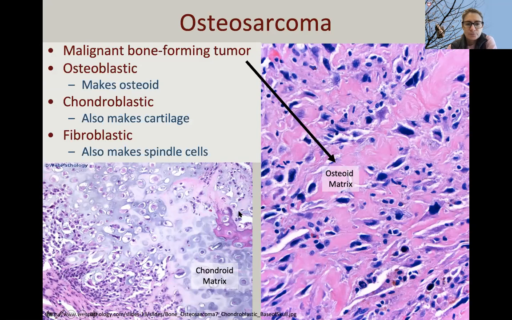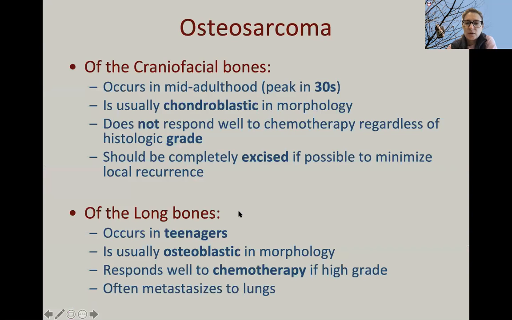Interestingly, most osteosarcomas of the craniofacial bones are clinically different from the osteosarcomas of the long bones. So in the craniofacial bones, they tend to occur in mid-adulthood, so peak sort of 30s, usually are chondroblastic in morphology and do not respond well to chemotherapy regardless of histologic grade. Therefore, primary treatment of craniofacial osteosarcomas is complete resection, if possible with negative margins.